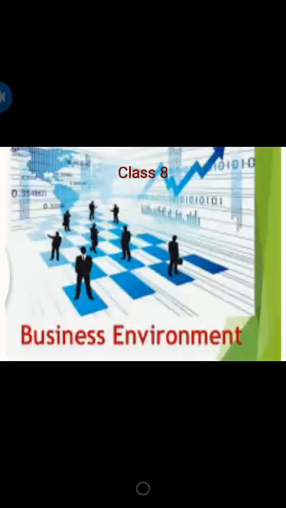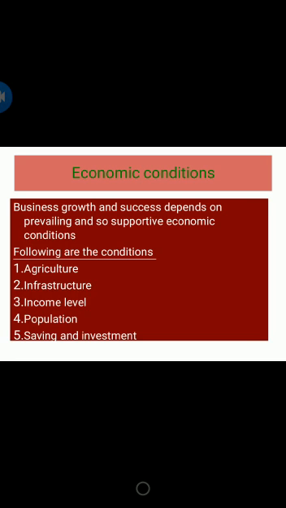So far we were dealing with critical elements of economic environment. Economic environment elements consist of three: economic system, conditions and policies. We have already studied economic system, which consists of capitalism, consumerism, communism and mixed economy. So we are going to continue with the second element today, that is economic conditions.